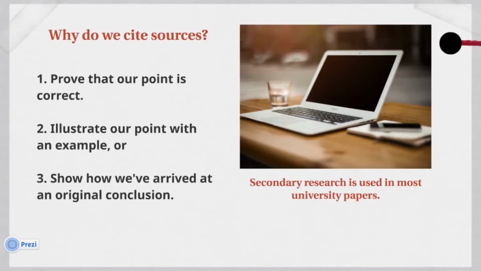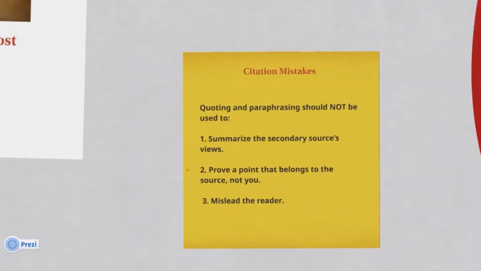Maybe somebody in an academic peer-reviewed article happens to use the exact right jargon, the exact right tone, and you just don't think you can say it any better. It's okay to use that, just cite it properly. Or number 3, to show how we've arrived at an original conclusion. Maybe you're using somebody else's point to refute that point. Your whole argument is based on incorporating sources in order to disprove them. That's okay too.